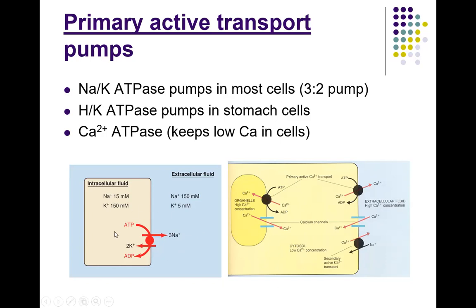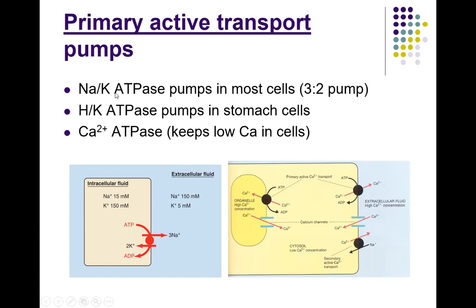So here they're showing you the sodium potassium pump, 3 sodium out, 2 potassium in. It's helping to keep those levels of sodium high outside of the cell, and potassium high inside of the cell. So we can kind of see that.